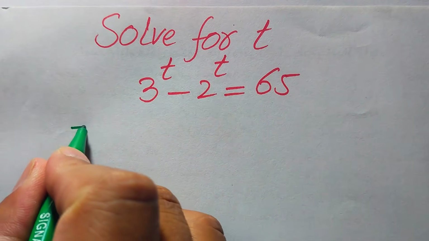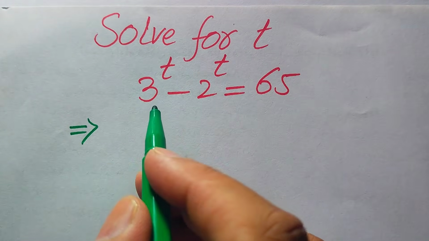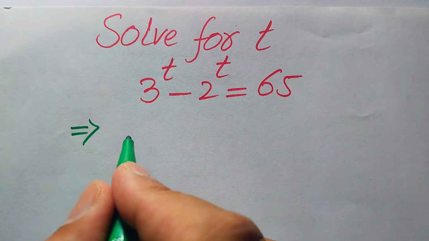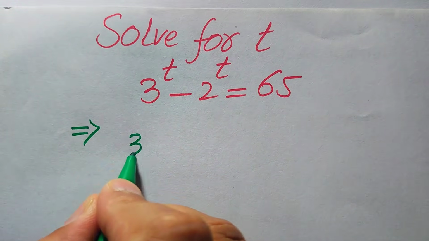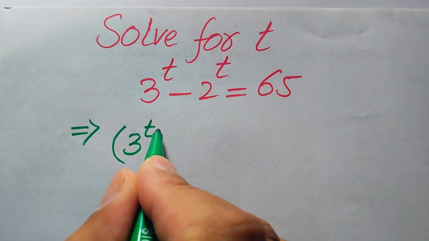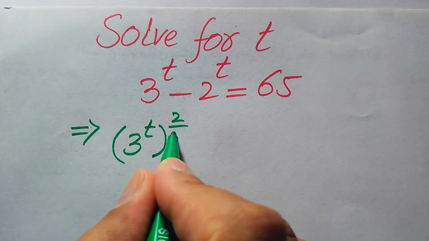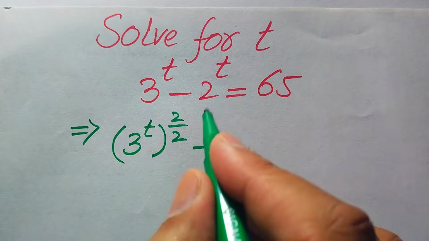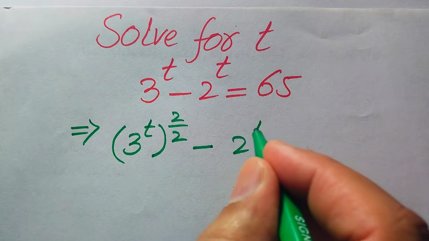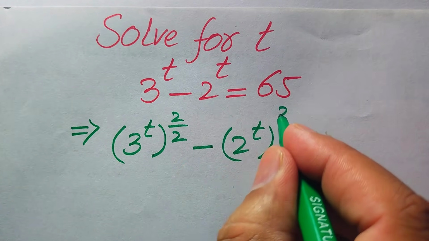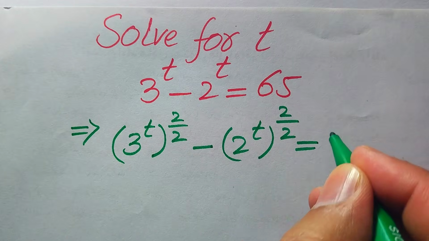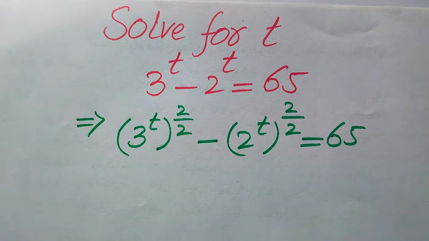So here the very first thing we are going to do is multiply and divide the exponent of both of these two terms by 2. So it will be written as 3 to the power of t, and its exponent is 2 by 2, minus, in the same pattern we write this term as 2 to the power of t, and its exponent is 2 by 2, is equal to 65.